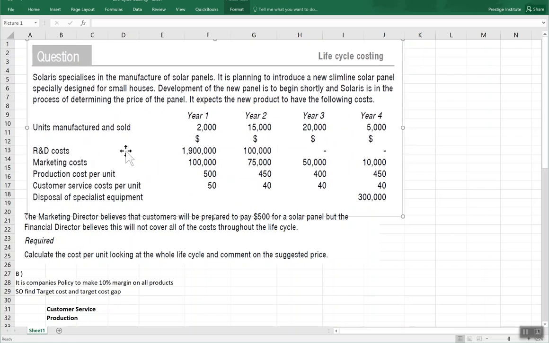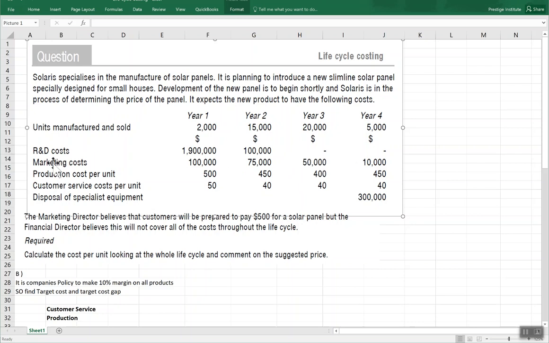And then we have research and development cost, 1.9 million. It is higher in the first year, and then it reduces in the second year, and nothing in the third and fourth year. We have marketing, higher in the first year, a little bit lower in the second year, and it decreases, and eventually even only 10,000 in the fourth year.